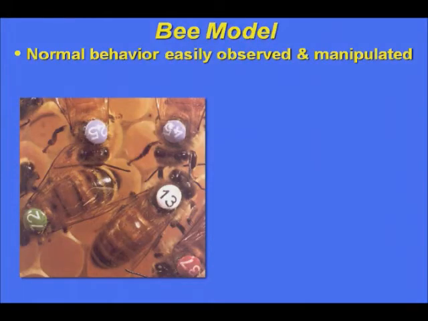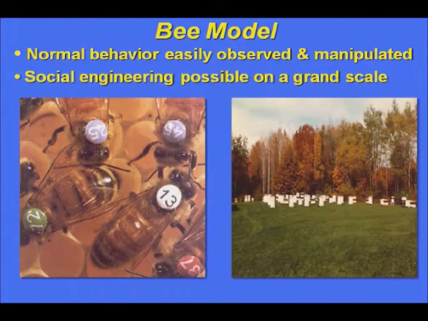First of all, normal behavior can be easily observed and manipulated. They're big enough to be tagged individually with these tags. We're now working with barcodes and so on to automate these kinds of activities, but they can be tracked as individuals. And then perhaps more importantly, from the perspective of the issues of this conference, it's possible to engage in social engineering on a grand scale with honeybees.